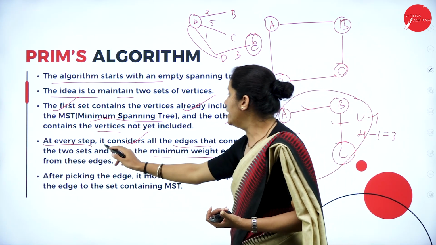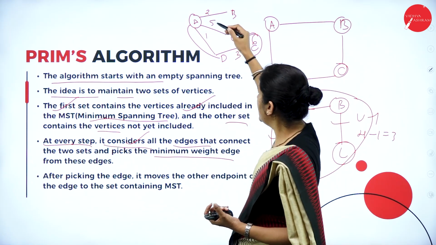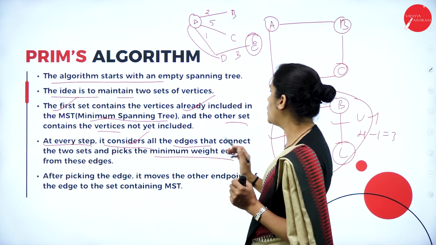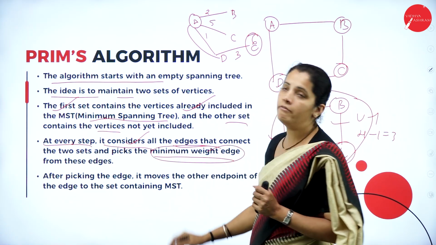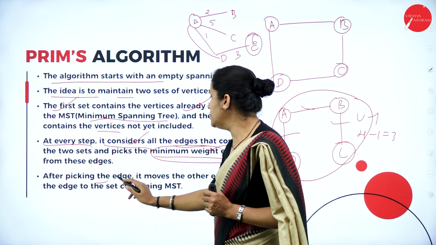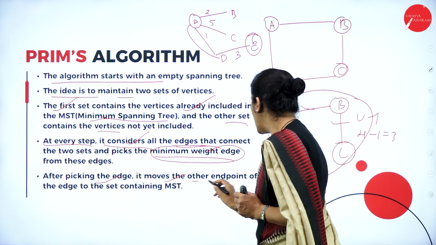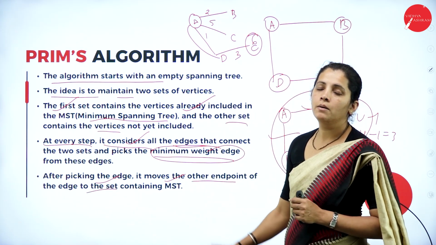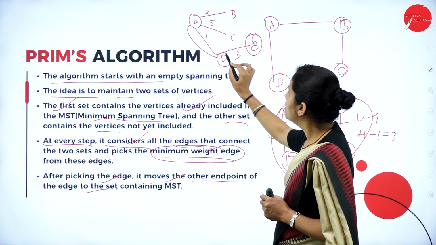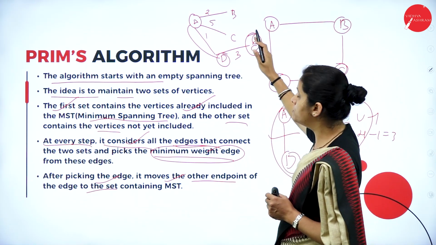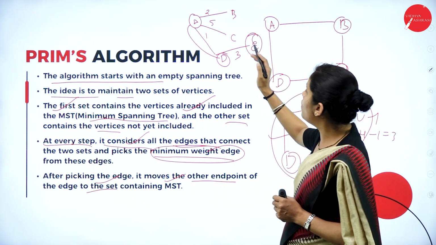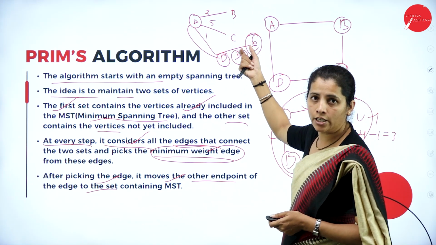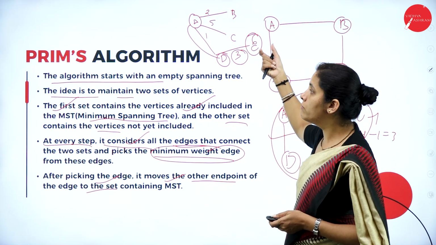So here, it considers all the edges. How many edges? 3 edges. In that, how am I going to select the edge? I am going to consider the minimum cost, so I pick the minimum weight edge. After picking the edge, it moves the other end point of the edge to the set containing the minimum spanning tree. From D, is there any possibility to reach E? Yes, I have only one possibility, that is 3. I want to select the next edge to reach the next vertex.